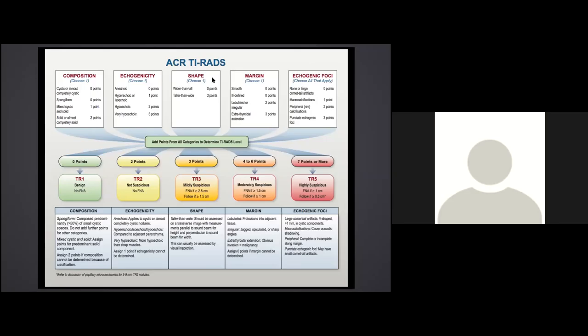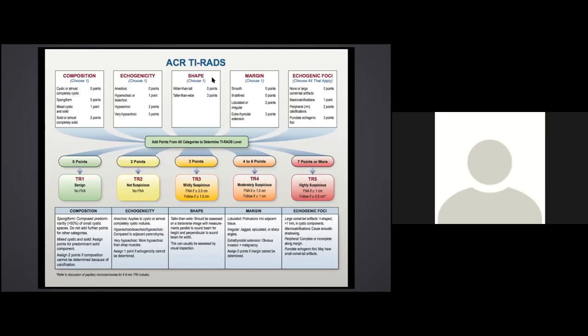If it is macrocalcifications, suspicious for sure, so 1 point. If it is peripheral rim calcifications, again, especially with breaks in the nodule, it's 2 points. And if you have punctate calcifications or echogenic foci, it's about 3 points. So all of these points together will determine the TI-RADS level. If it is 0 points, then it's a TI-RADS 1 or TR1. That's pretty much a benign nodule. Essentially that would be a completely cystic nodule, which is anechoic, wider than tall, smooth, and there are no artifacts or no echogenic material, or there are some comet tail artifacts.